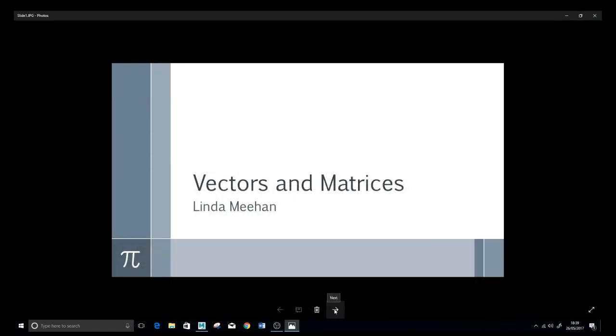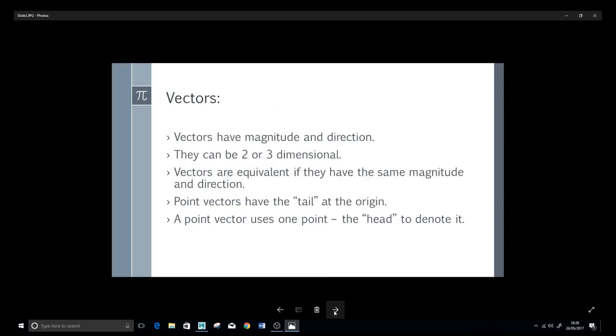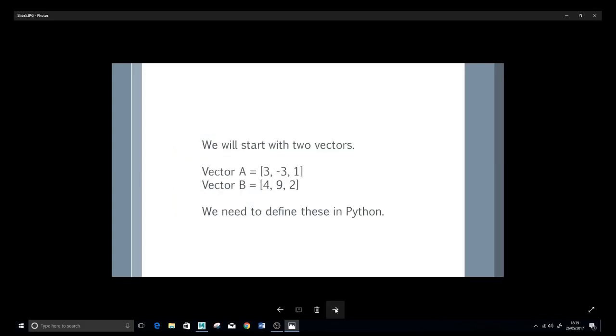Okay, this video is about vectors and matrices. These are the things I hope to do in it. A little bit of explanation about vectors, the magnitude and direction, 2 or 3 dimensional. We use the Cartesian coordinates in Maya. We use what we call the right-hand system, which I will show you now in a moment.